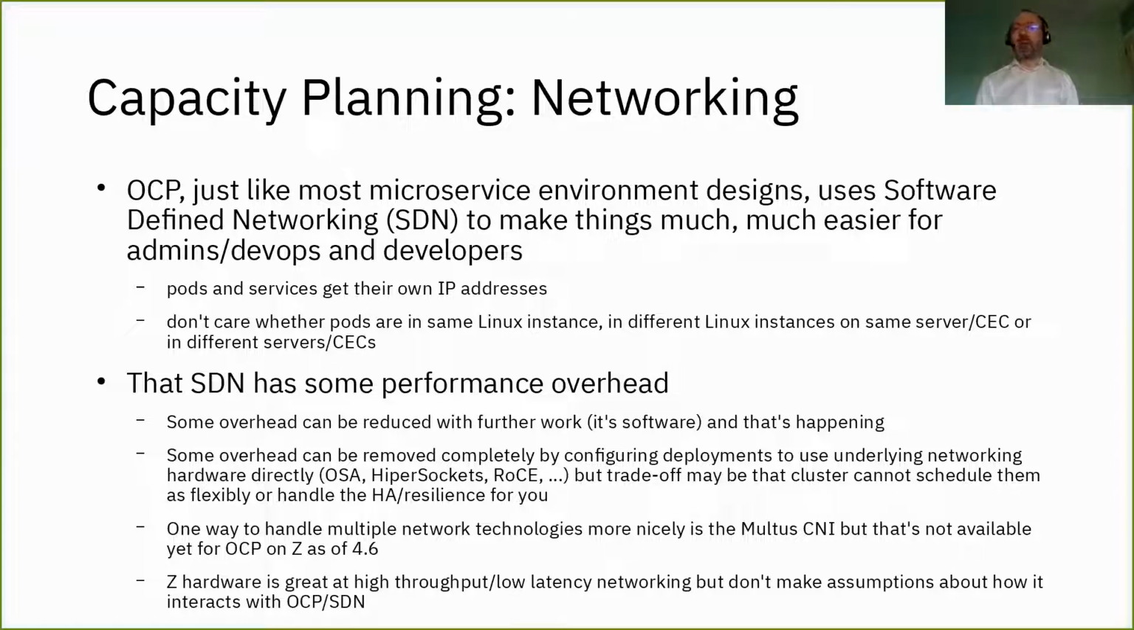So there's lots of layers of this software-defined networking, and at the moment, some of that overhead can be really quite high. Some of it you can remove completely by, rather than using the generic default completely transparent networking, giving it lower level access to your hardware, your nicely fast Z hardware, but the trade-off might then be that the cluster can't schedule them as flexibly or handle some of the HA stuff for you. So there are trade-offs to be made there.